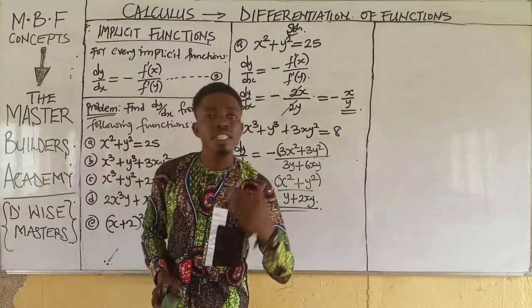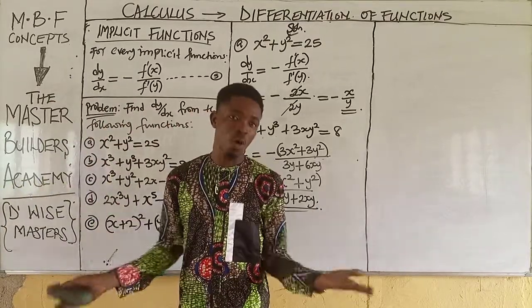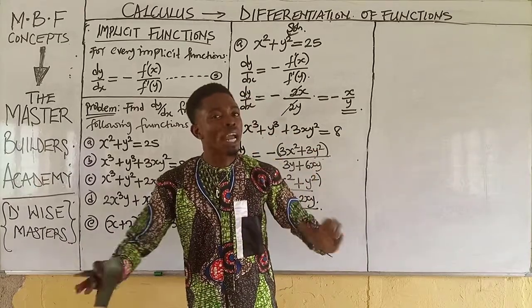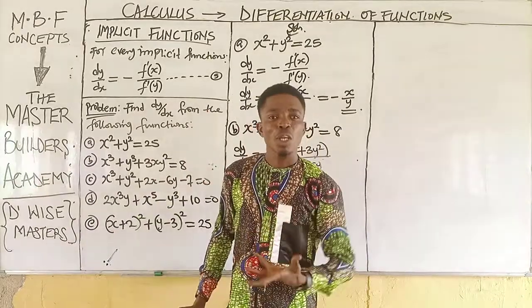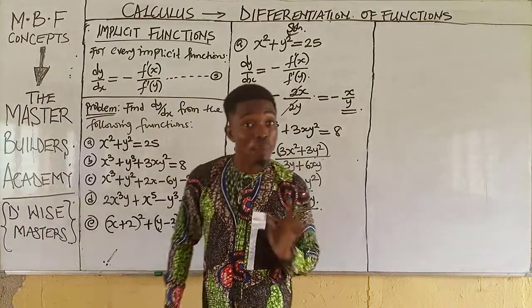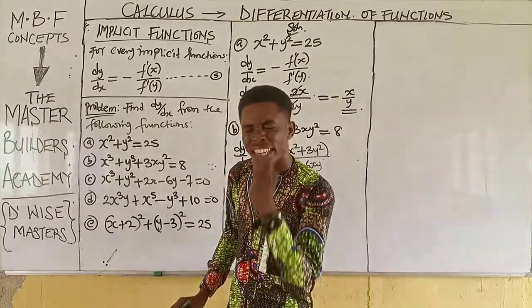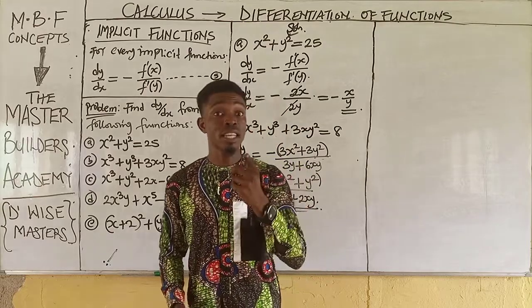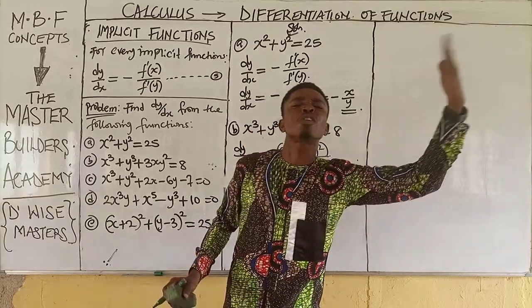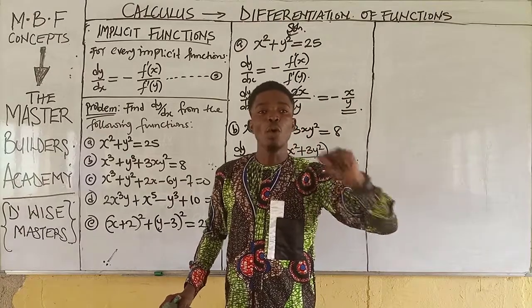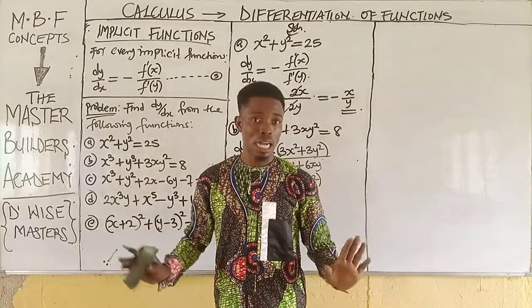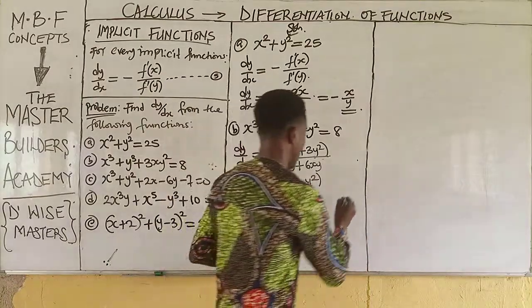Guys, is implicit function now difficult? Not at all. All you need to know is principles. When you understand principles, you become a principal. No wonder the Bible says, wisdom is the principal thing. Now listen carefully. When you understand boundary conditions, you will not overstep your boundaries. Simple as that. Now, let's look at the next question.